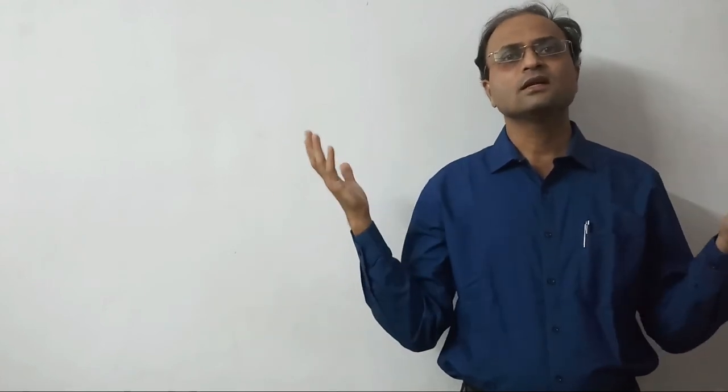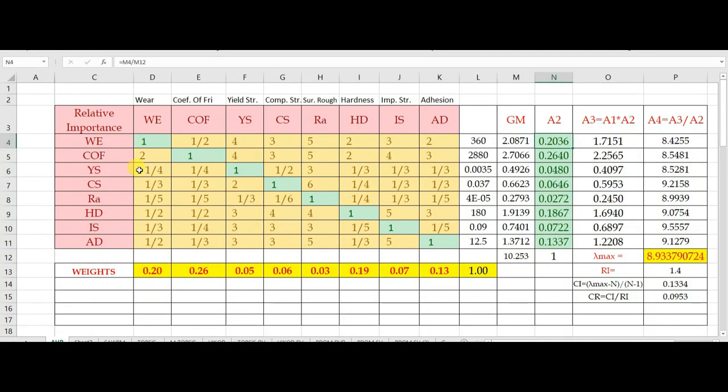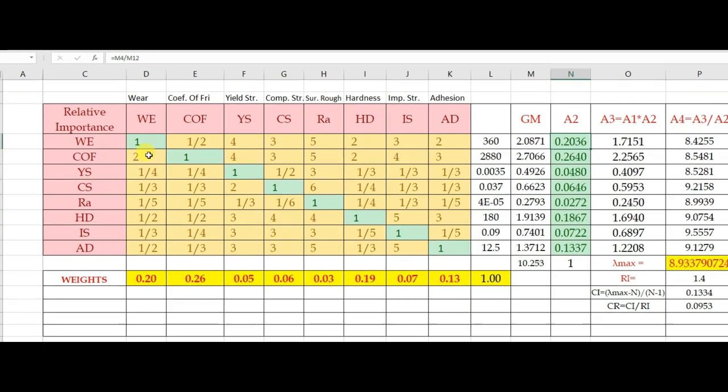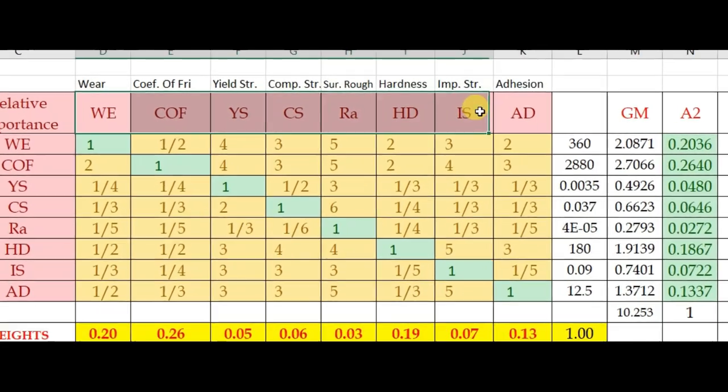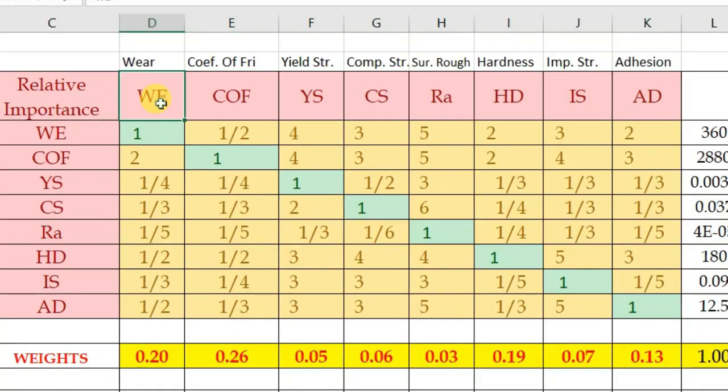For that I have developed a simple method using Microsoft Excel. Let us see how this method can be used with the help of Excel. Let us begin with this problem. Here we have a total of 8 attributes, namely wear, coefficient of friction, yield strength, compressive strength, surface roughness, hardness, then impact strength and adhesion. So these are the 8 attributes selected in this particular study.